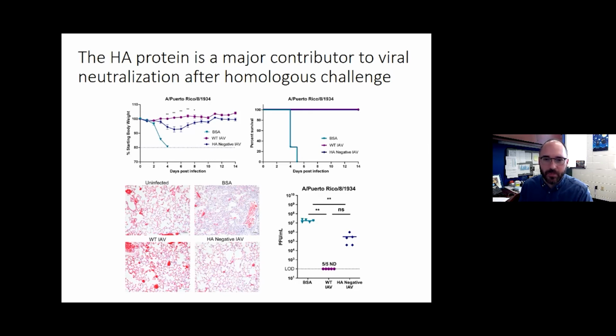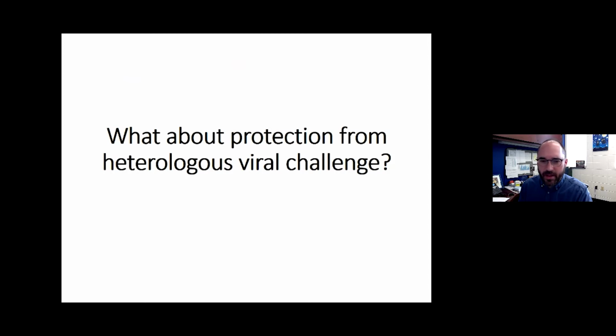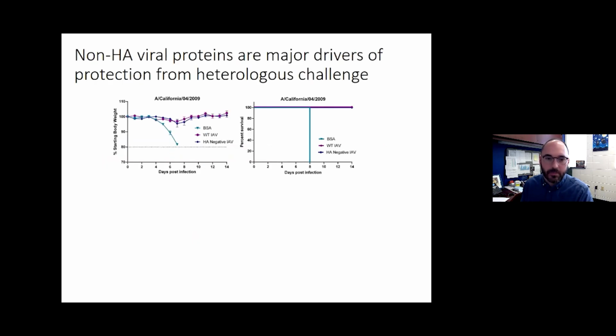Next slide. But again, all of that was with a homologous challenge, right? So the exact same challenge strain as what was vaccinated with. What about a heterologous challenge? I'm going to show you data for a homosubtypic but heterologous challenge. A strain from 2009, an H1N1 strain from 2009. PR8 is from 1934. Next slide, please.